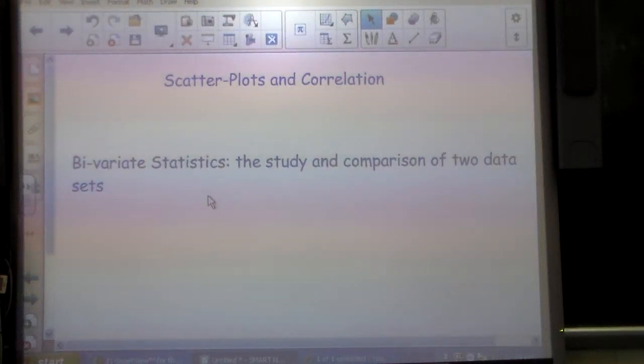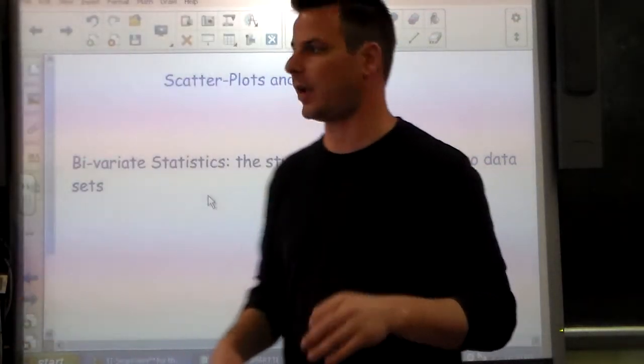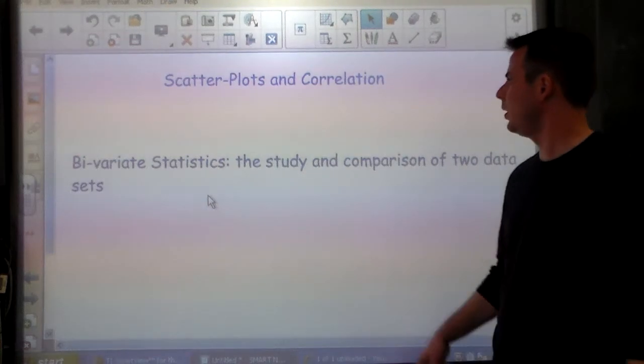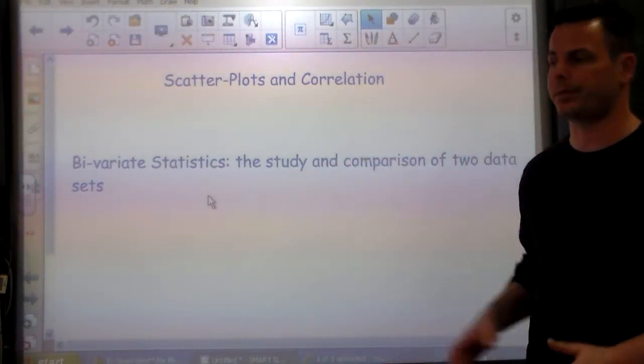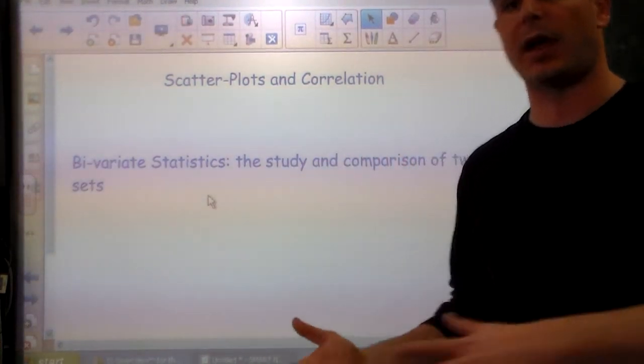All right, so the last unit we worked on compared one variable statistics. Now what we're going to be doing is comparing two different data sets. And what we're going to be trying to determine is if there's correlation. Correlation means, does one thing affect the other?